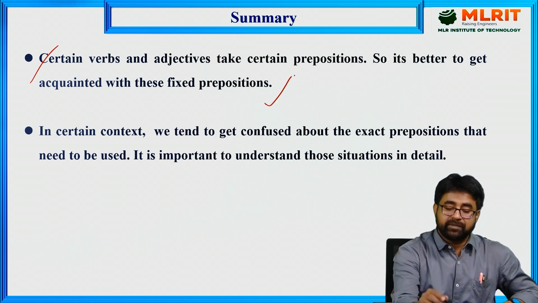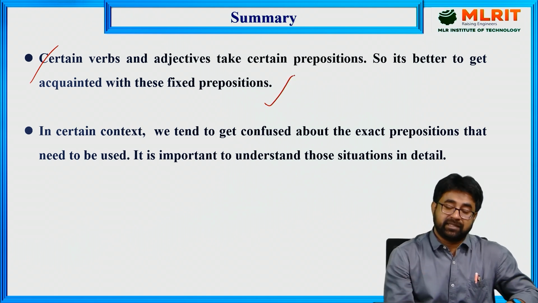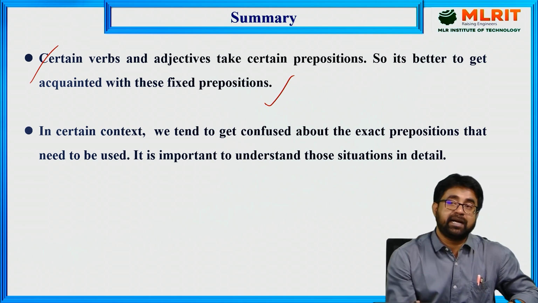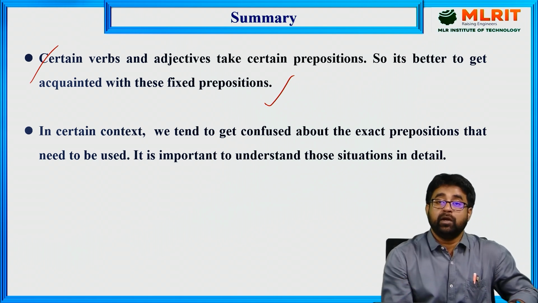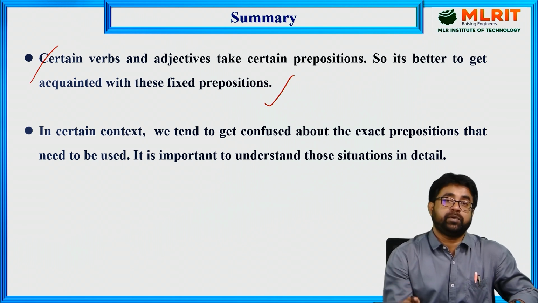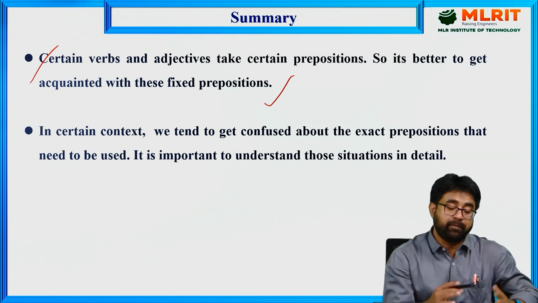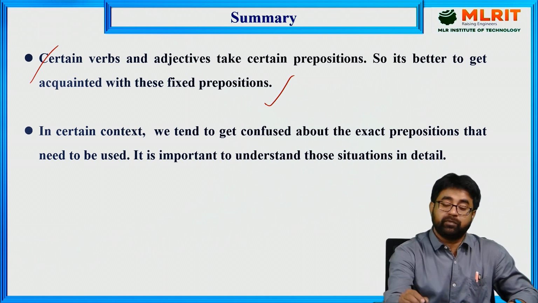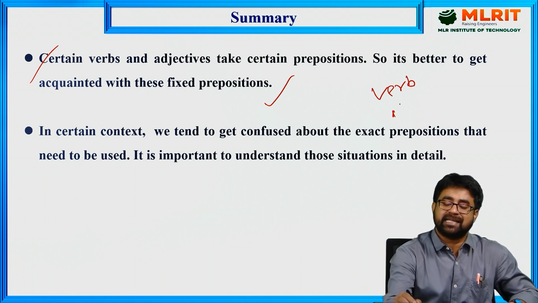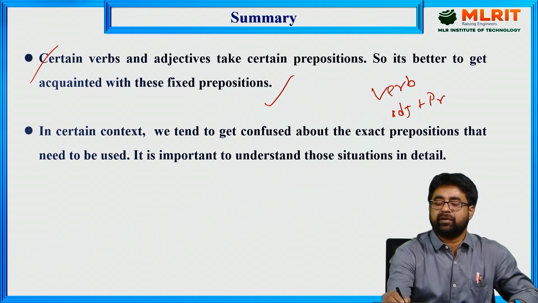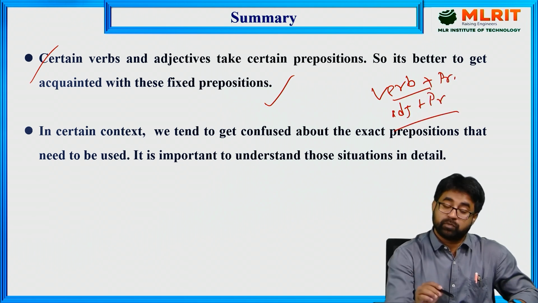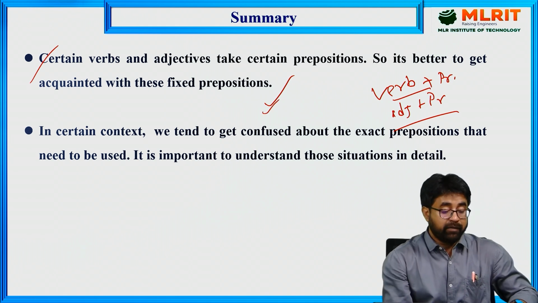Certain verbs and adjectives, we got to know about the combination. We got to know that certain verbs take only certain kinds of prepositions. So that would be useful to minimize the error in preposition usage, right? If we can remember those combinations. So what are the things? Verbs and preposition combinations, as well as adjective plus preposition combinations. So this is one important thing that we have learned from today's lecture.